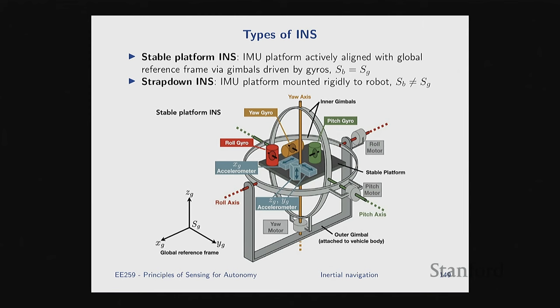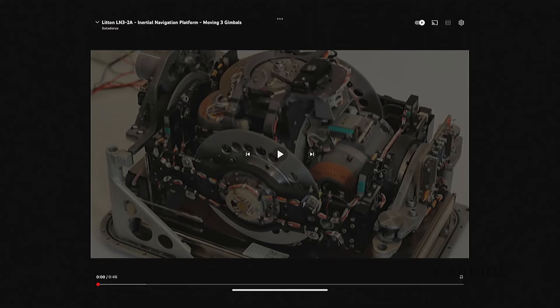So that's a stable platform. And let's see a quick movie of one of these, because these are fascinating things. So if this plays. Yeah. Before I play it, so this is one. It's a big thing. It's almost the size of this little stand that I'm using. And this is the one that is used in some fighter jets. And I think a version of this was also sent to the moon on the Apollo mission.